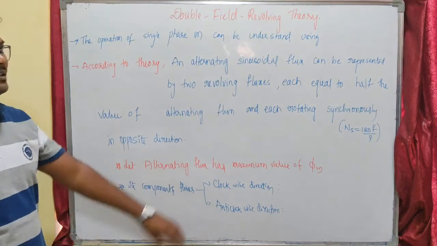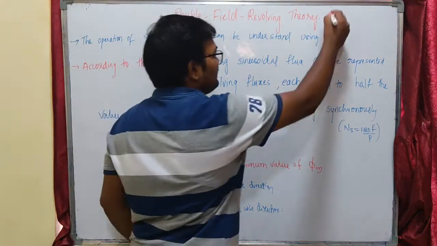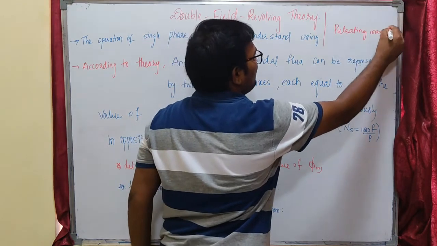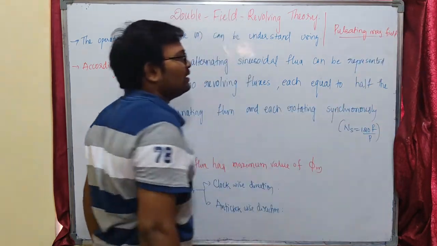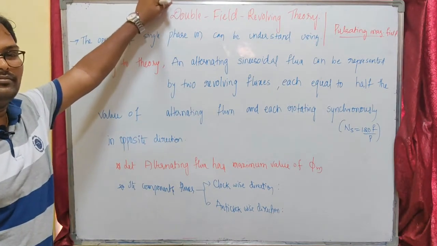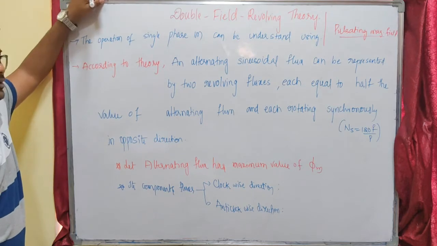So we know that our single phase induction motor is generating a pulsating torque. The magnetic field generated by the stator of our single phase induction motor is a pulsating magnetic field. To understand this pulsating magnetic field, we need a theory, that is the double field revolving theory. The operation of a single phase induction motor can be easily understood using this theory. So what is this theory?